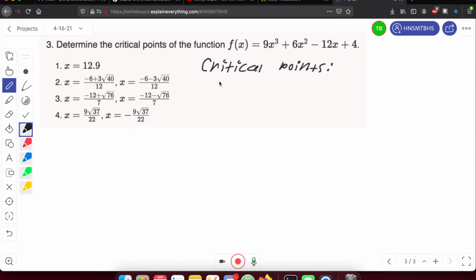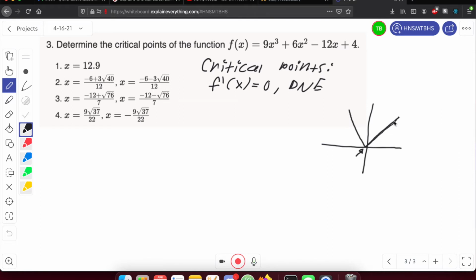are where the derivative of the function either equals 0 or does not exist. So for instance, if we have the graph of an absolute value function, a critical point would be here, because the derivative does not exist where the 90-degree turn is in the function, basically where it has the point.